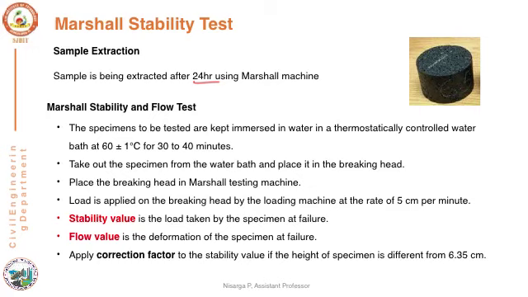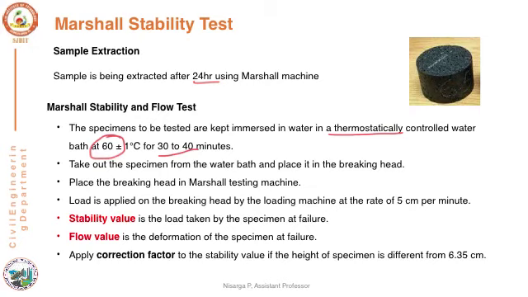And then the sample has to be heated to the standard testing temperature of 60 degrees, plus or minus. This can be achieved by immersing the bituminous mix sample in a thermostatically controlled water bath for about 30 to 40 minutes to ensure that the standard testing temperature is attained in the bituminous mix. After the temperature has reached 60 degrees, take out the specimen from the water bath and place it below the breaking head of the Marshall testing machine.